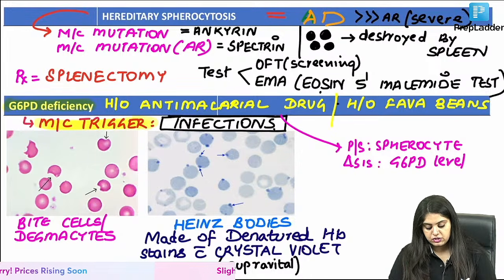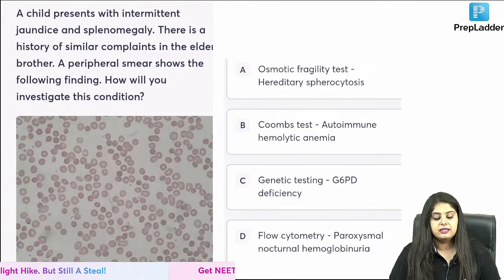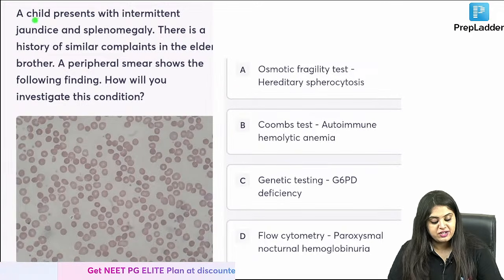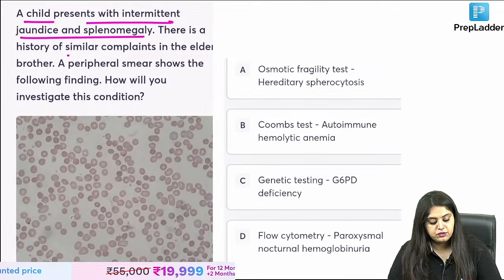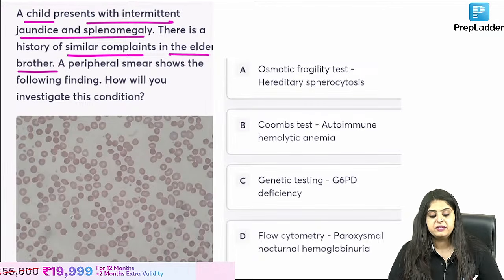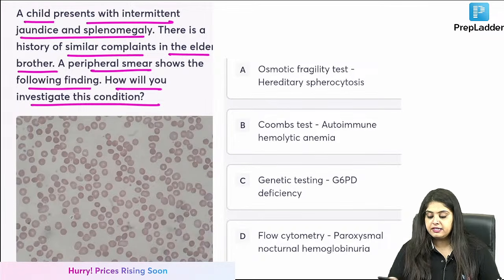Moving on to the next question, if I look at this question over here. Now let's see if you were listening to me. A child presents with intermittent jaundice and splenomegaly. There is a history of similar complaints in the elder brother. The peripheral smear shows the following finding. How will you investigate this patient?